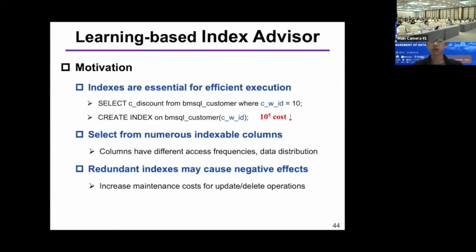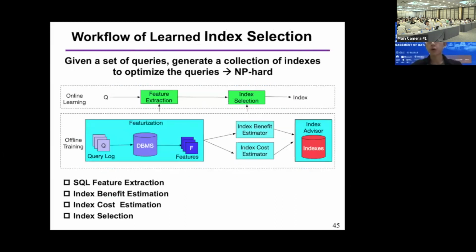In DBMS, indexes are the key to speed up query execution, and one of the most important problems is index selection. First, we build an index for a specific query and get a very high cost reduction. However, index selection is a hard problem. It needs to select from numerous candidate indexes. Besides, it's not the case that the more indexes we build, the higher performance we gain. If you build some redundant indexes, they may consume too much memory space, increase the maintenance costs, or even cause negative effects. So first, let's see the workflow of learned index selection.